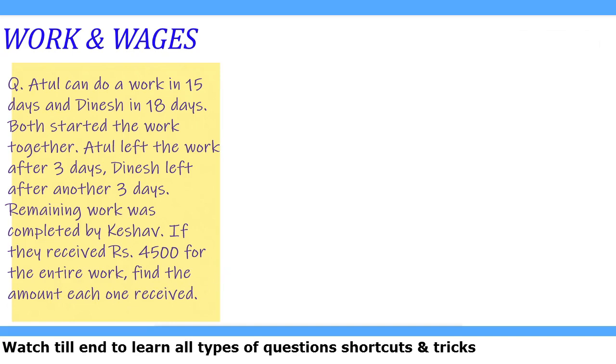As Atul did the work only for 3 days, Atul's share will be, as he completes the work in 15 days, 3 upon 15 of the work in 3 days, and he should get paid as per the work done by him. So 3 upon 15 multiplied by 4500 is his share of the money. 15 cancels 4500 for 300 times. So Atul's share is rupees 900.